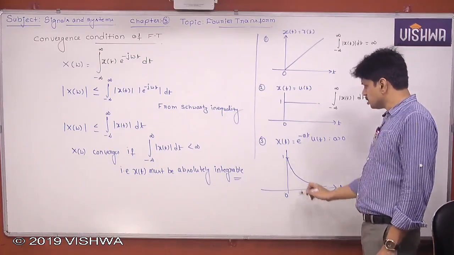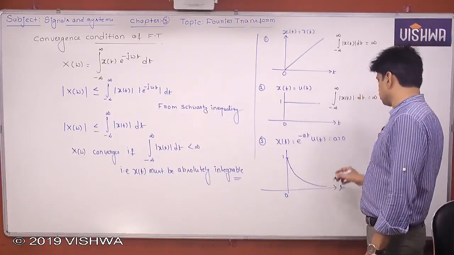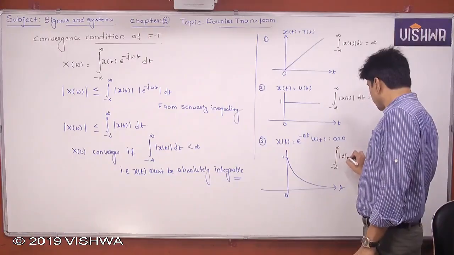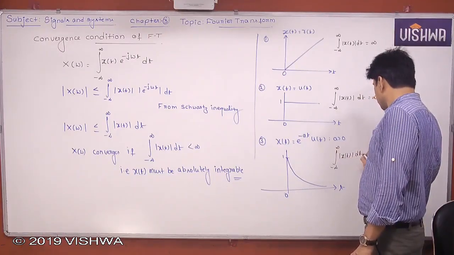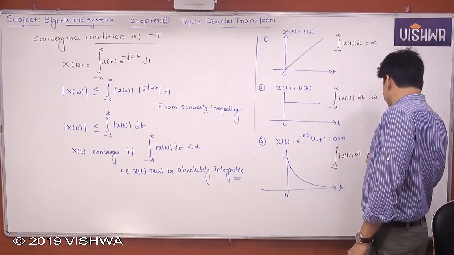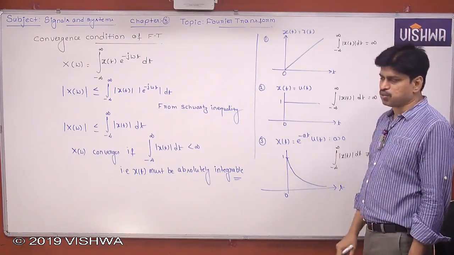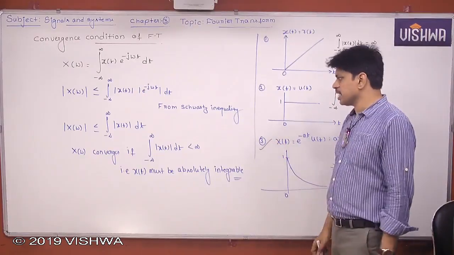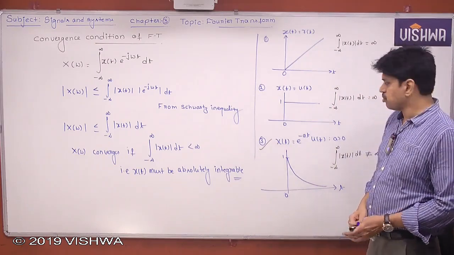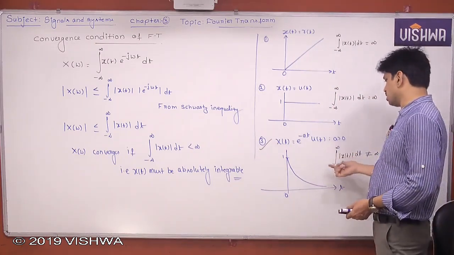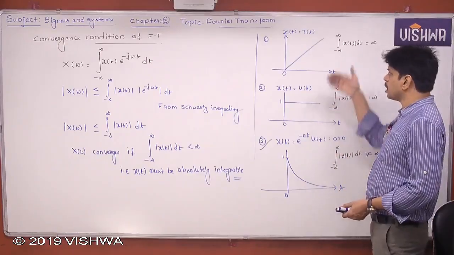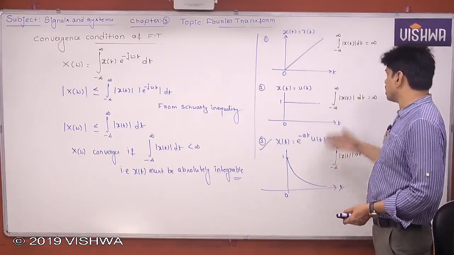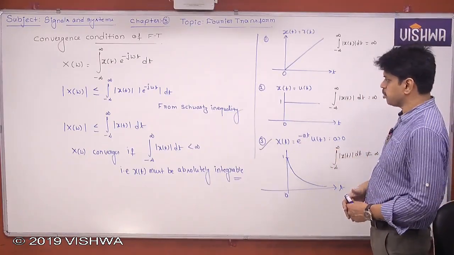What about this function? If I try to find the area under this function, the integral from minus infinity to infinity of mod x of t dt, whose value is not equal to infinity. So out of these three signals, this one has a Fourier transform which converges. What about the other two signals? These two signals have a Fourier transform that does not converge because they do not satisfy the absolutely integrable property.